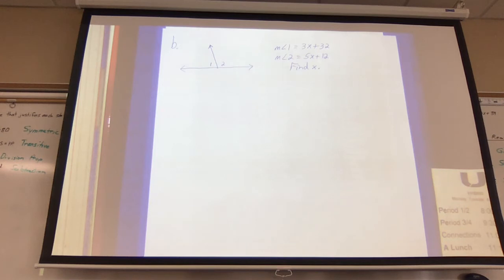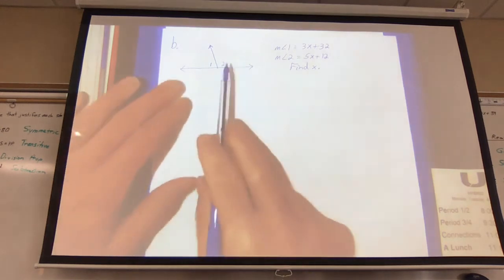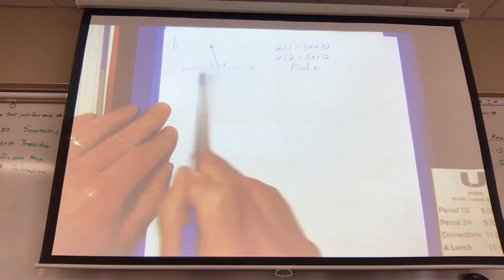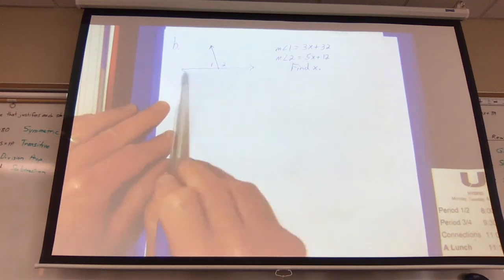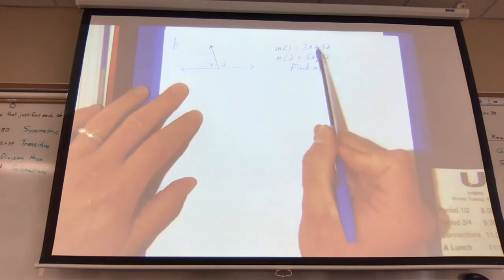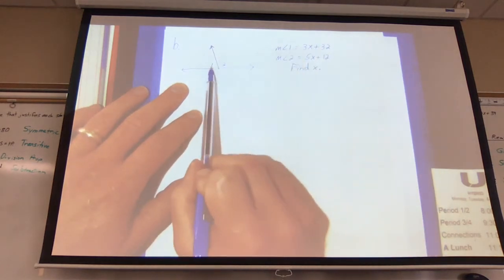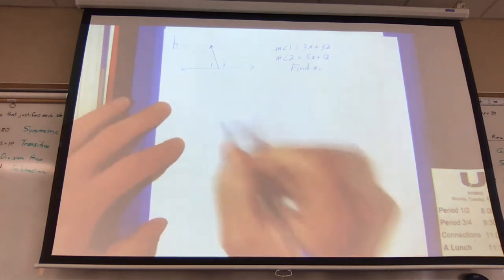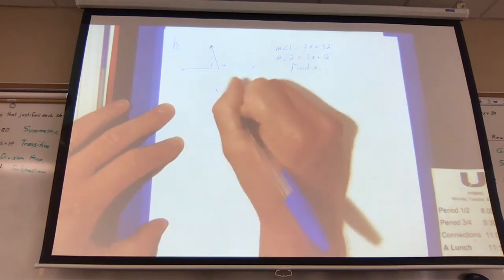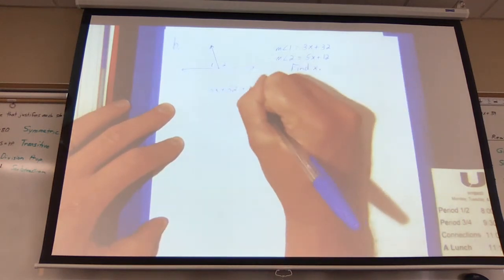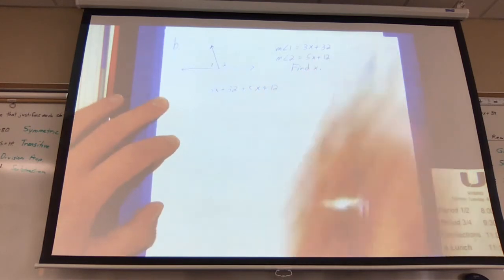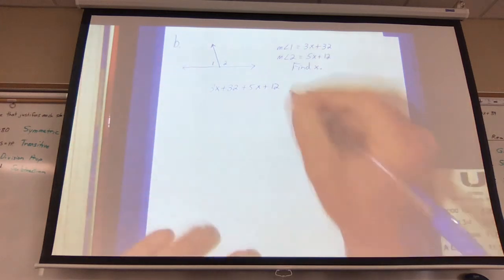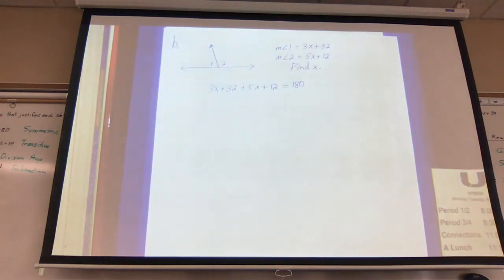And with this, like I said, it's really just a matter of identifying what's going on in your picture. When you look at this picture, hopefully you identify right away that angles 1 and 2 are right next to each other, and they form this straight line right here. And anytime they form a straight line, that's going to be a 180-degree angle. So if we add these two together, angle 1 is 3x plus 32, angle 2 is 5x plus 12. If we add those two angles together, we'll get 180. So our equation will be just 3x plus 32 plus 5x plus 12. That's your two angles right next to each other. They add up to give you a straight line, which is 180. So we make that equal 180.